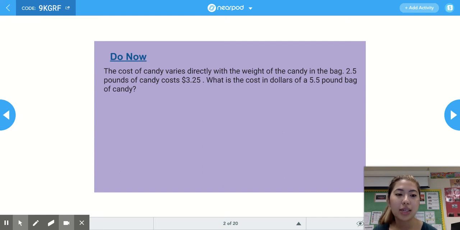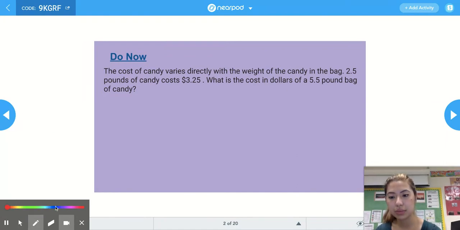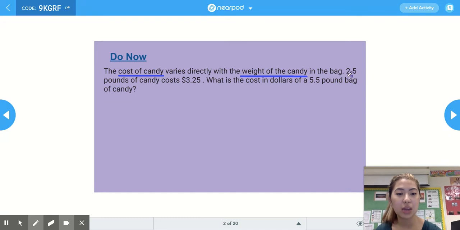Good morning. Today's math lesson is going to be on using the Pythagorean theorem to solve problems, word problems. And so our do now is: the cost of candy varies directly with the weight of the candy in the bag. 2.5 pounds of candy costs $3.25. What is the cost in dollars of a 5.5 pound bag of candy?